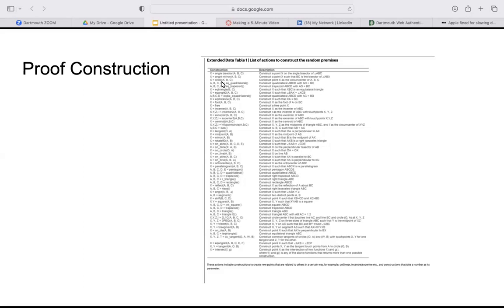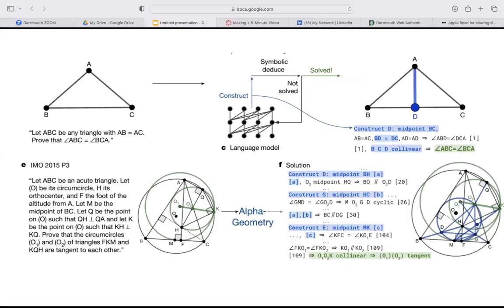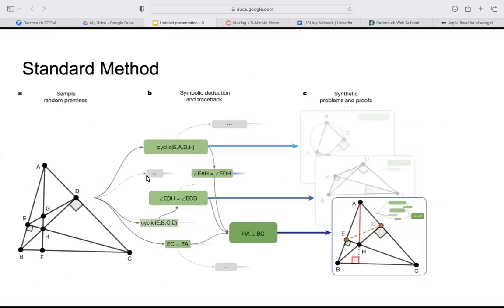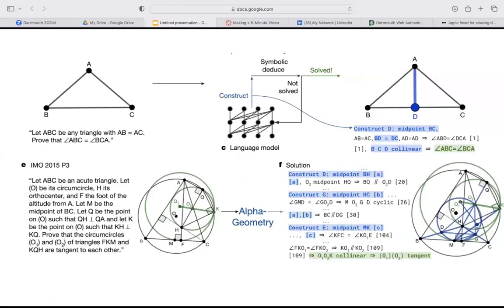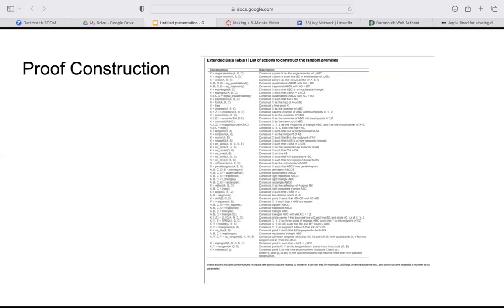So here's an example of all of the constructs. We can build questions by combining these constructs in different ways. What we can see is that we actually mask out different parts of the graph and we have the language model predict them. This allows us to create training data for our language model.